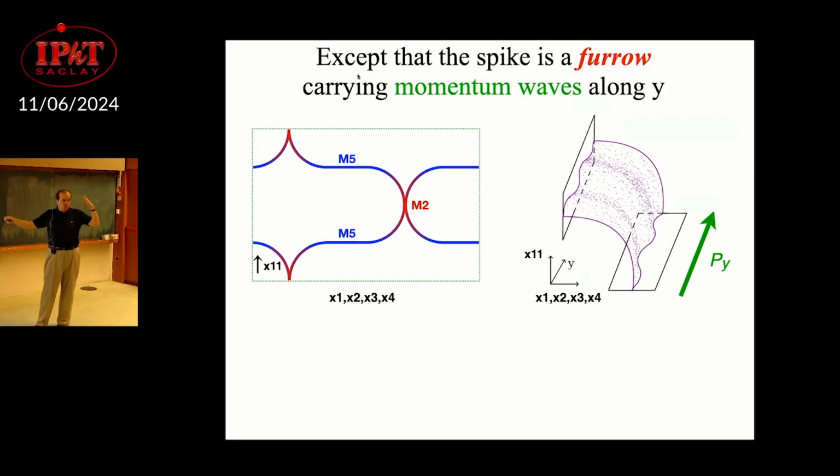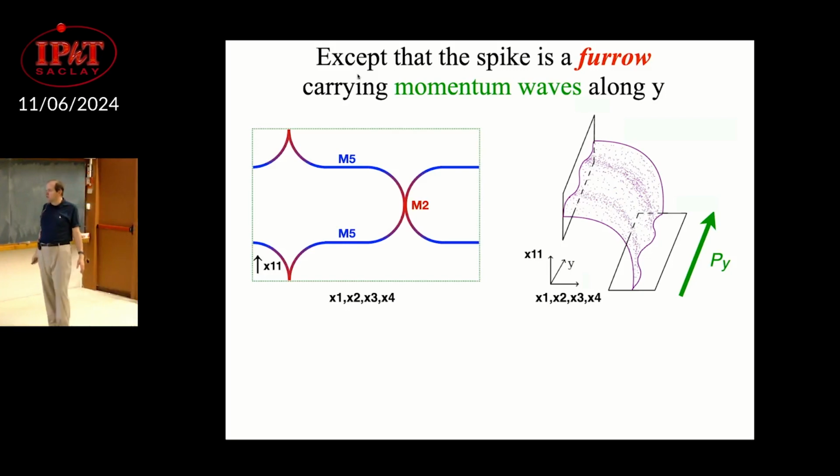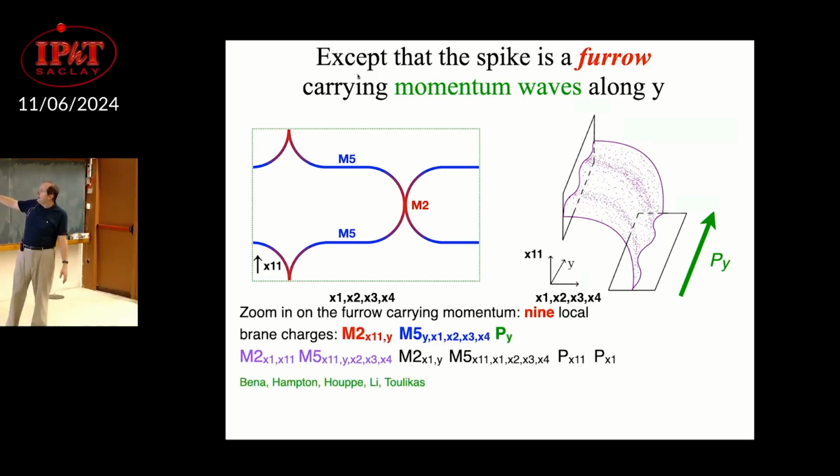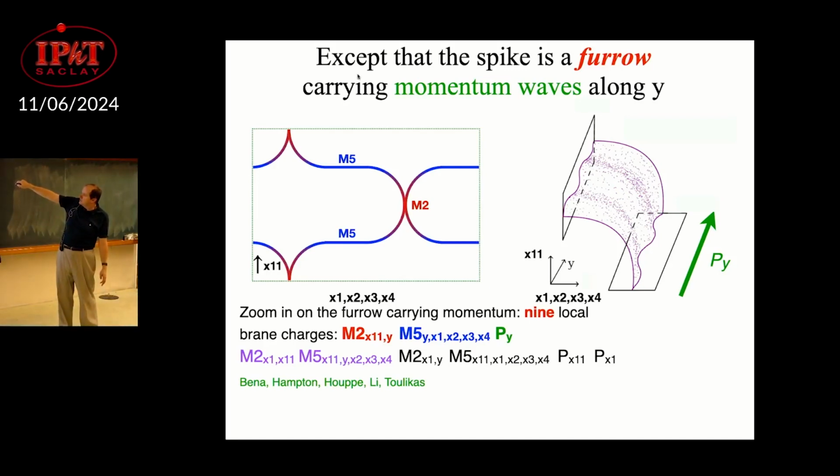If you think about the D1, D5 or F1 and S5, there's a common D1, D5 direction. There's a common F1 and S5 direction. That's why we put momentum at the end to get the black hole entropy. So this curve is actually not a spike. It's more like a furrow. It's more like a valley. And on this furrow, you can actually put momentum waves. You can turn them on by putting some fluctuations. You get this furrow, which again, I'm looking at this segment of this thing and I'm multiplying by the y direction, which is the common M2, M5 direction.